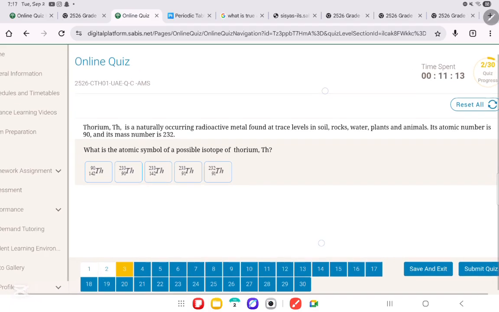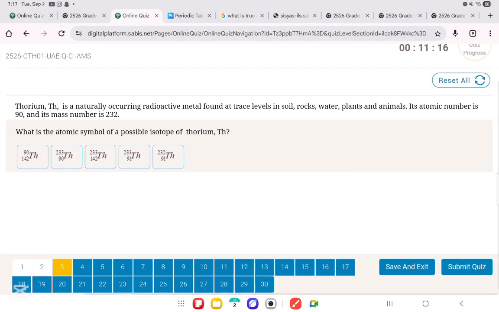What does it say in question number 3? It says, thorium, Th, is a naturally occurring radioactive metal found at trace levels in soil, rocks, water, plants, and animals. Its atomic number is 90. Atomic number is denoted by Z. Its mass number, denoted by A, is 232. Which is a possible isotope of thorium?